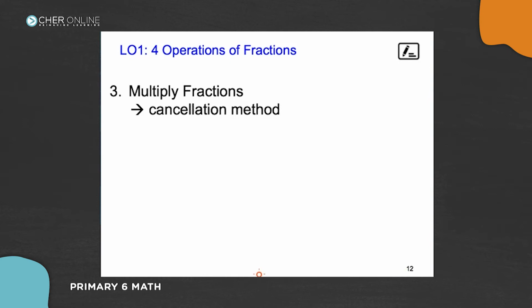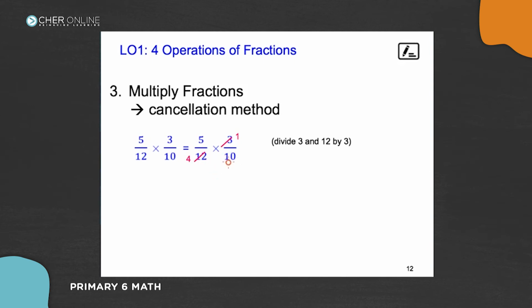Okay, third one, multiplication. This one is easier than addition and subtraction because we don't have to worry about making the denominators the same. We use the cancellation method. So how do we cancel? We have 3/12 times 5/10. What we do is we look at the top and the bottom, the numerator and denominator. 3 and 12 can both be divided by 3. So we divide by 3. That gives us 1 on top and 4 below.